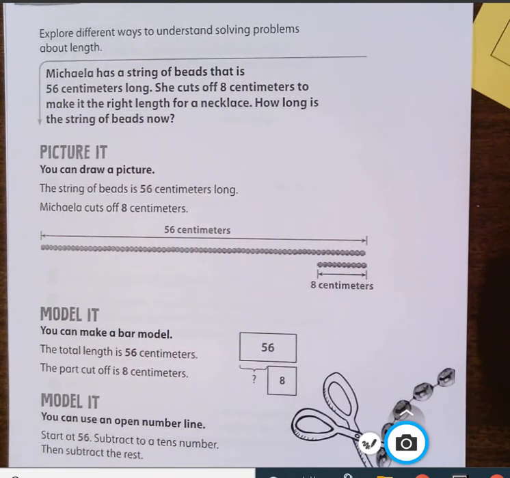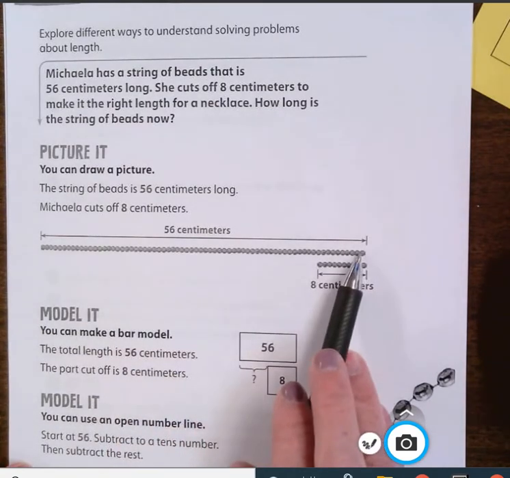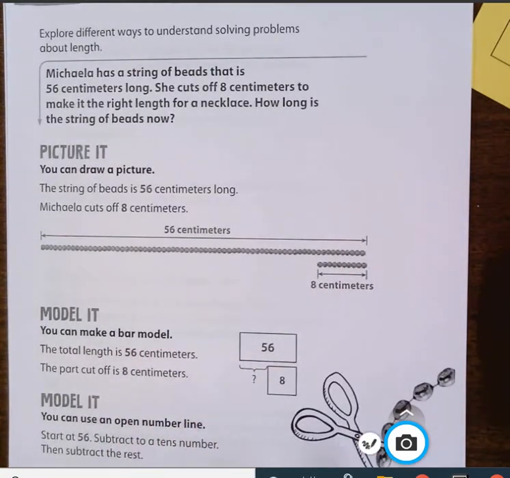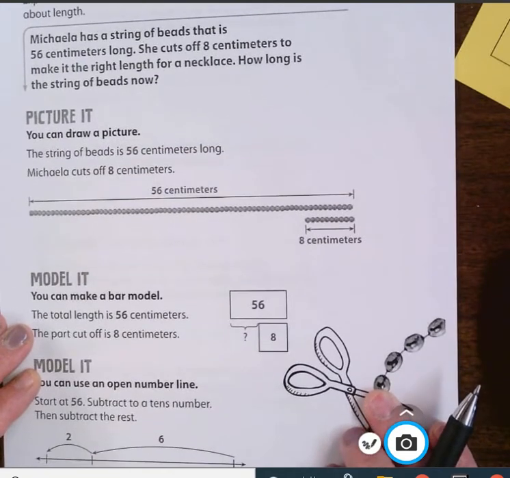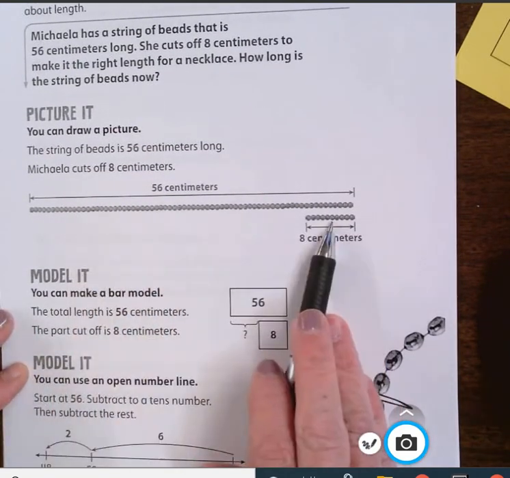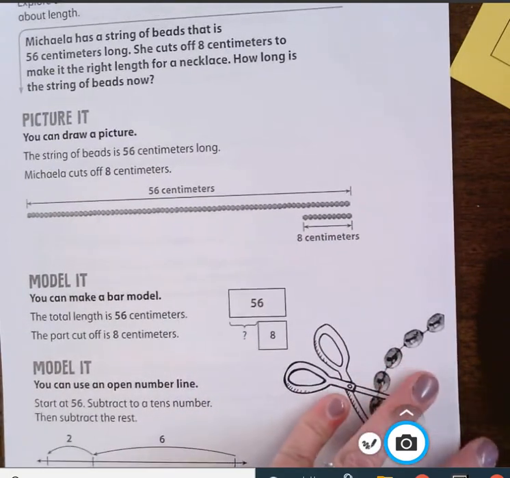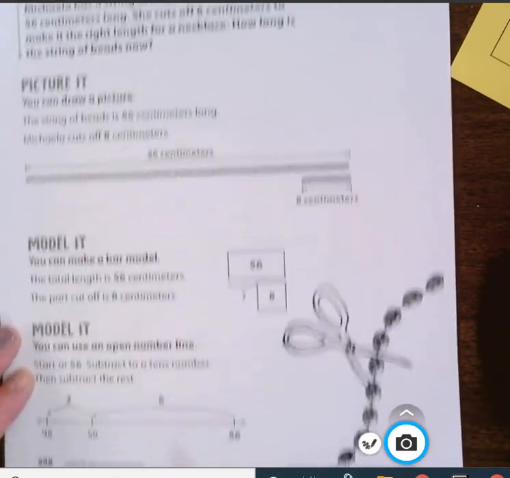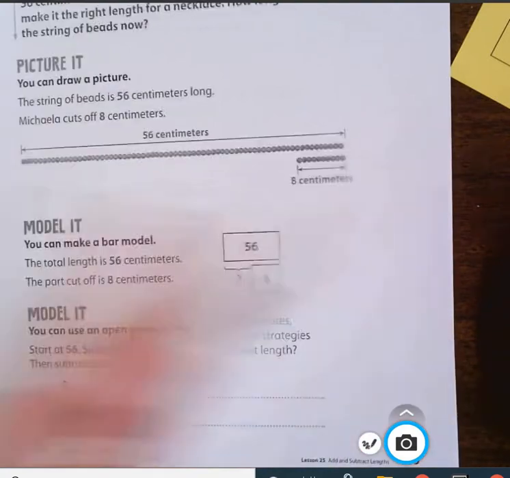Okay, so the string of beads is 56. Oh, we just did this. They're just showing you now what we did. We went back 8. Or we could do it this way. That's what we just did together, isn't it?